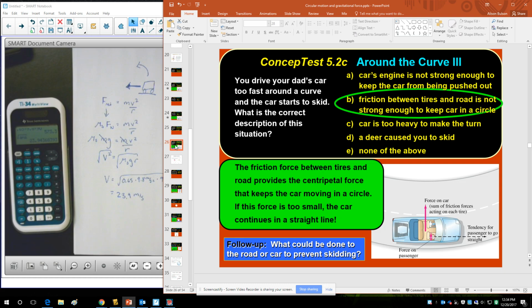Friction between the tires and the road is not strong enough to keep the car in a circle. So the force of friction between the tires and the road is too small. The force of friction is not equal to m times v squared over r, and so your car tends to go in a straight line instead of the curve.